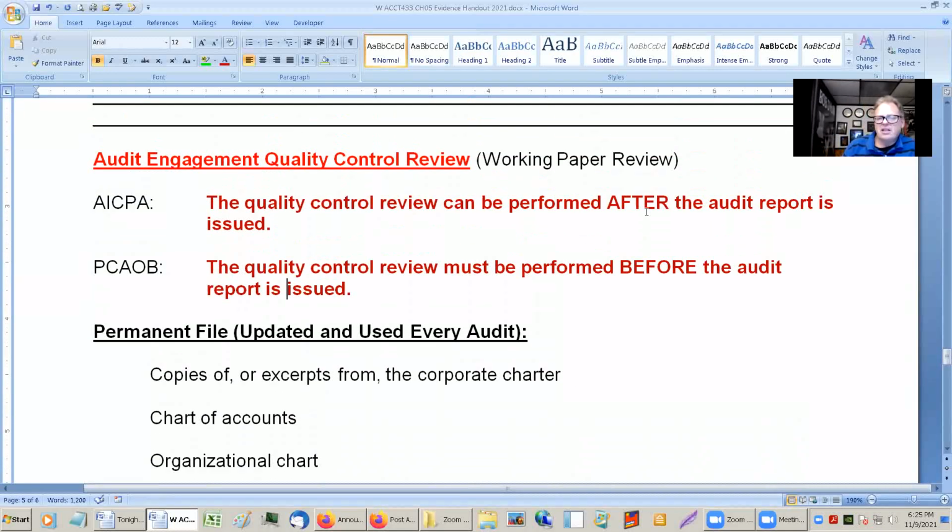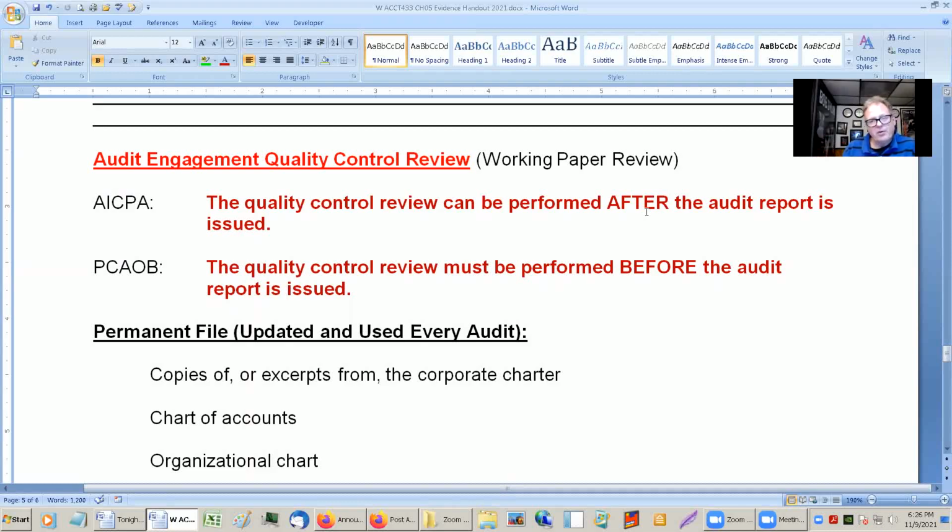So AICPA, it can be done after. If there's a problem, you go and you can correct it. Or you might just get the evidence and it might not be anything. But you must go there. And if there is a problem, you can reissue the report.